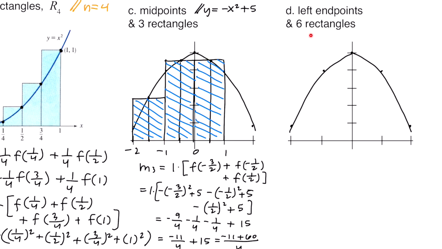For this example, we're going to do left endpoints and 6 rectangles. To find change in x, we're going to go b minus a over n, where n is the number of rectangles.